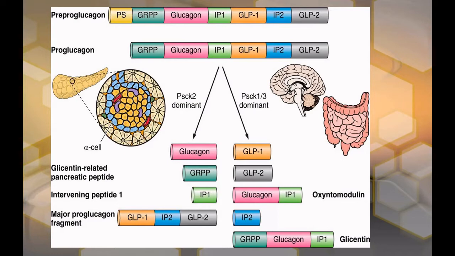The other post-translational modification of the pro-glucagon can be seen in the brain and in the intestine, where the convertases 1 and 3 will convert pro-glucagon to different peptides, which include GLP-1 and 2, oxyntomodulin, the intervening peptide 2, and the glicentin. So these are the different ways in which glucagon can be post-translationally modified.